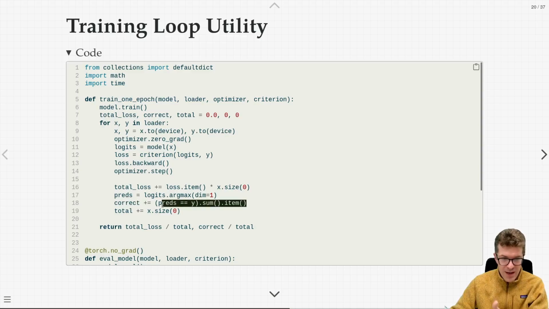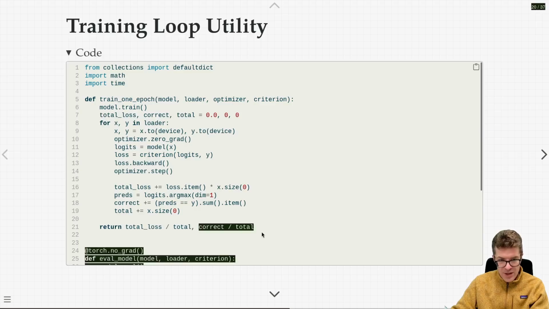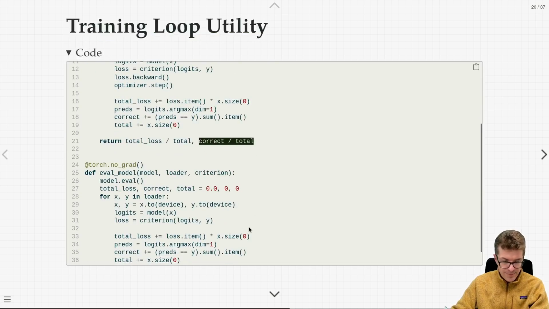Here's where I'm tracking my performance. So how much do I get correct? Well, how often do my predictions match the true class? Sum them up, itemize them, put them in correct, and this is just the size of it. So this counts the total number of classification attempts I'm making. And return from one epoch the change in loss, proportional, and the change in my accuracy, proportional. I mean, change in accuracy.